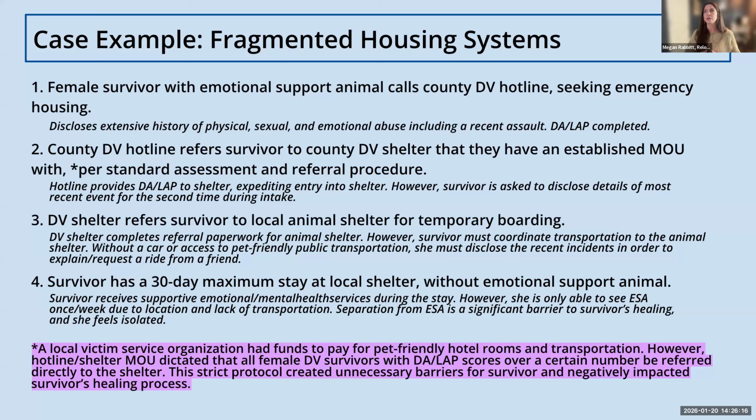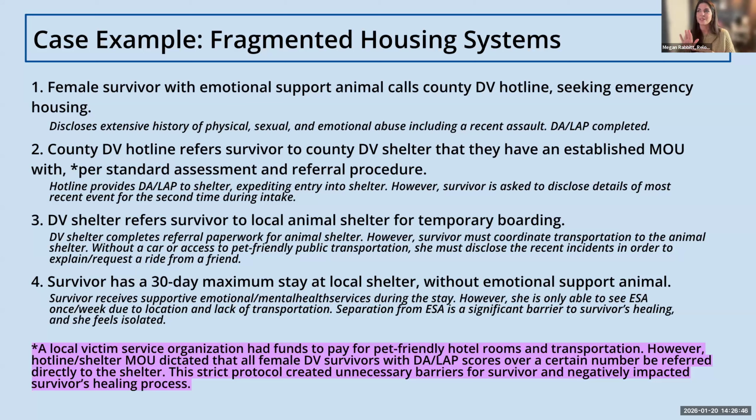Let's say a female survivor with an emotional support animal calls the local county's DV hotline, and they're seeking emergency housing. They disclose an extensive history of physical, sexual, and emotional abuse, including a recent assault. So the danger assessment or lethality assessment was completed. The county DV hotline refers the survivor to the county DV shelter that they have an established MOU with.